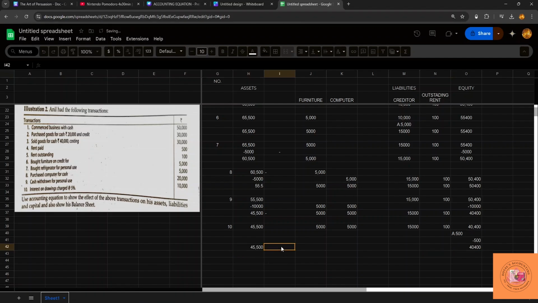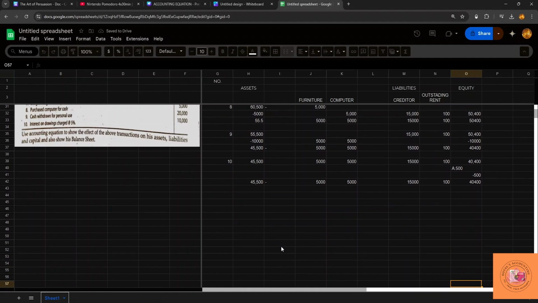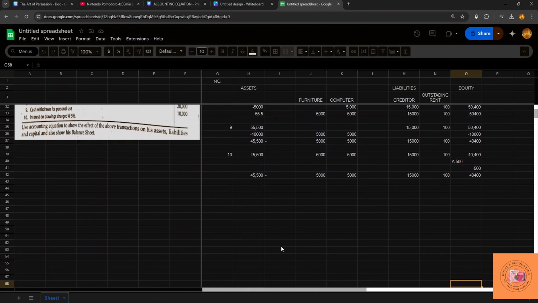45,500 on my cash balance. I don't have a stock balance. 5,000 furniture, 5,000 computer. My creditors are worth 15,000 and my outstanding rent is 100. Now, the next part of this question, they are asking us to create a balance sheet. So how do we create a balance sheet?